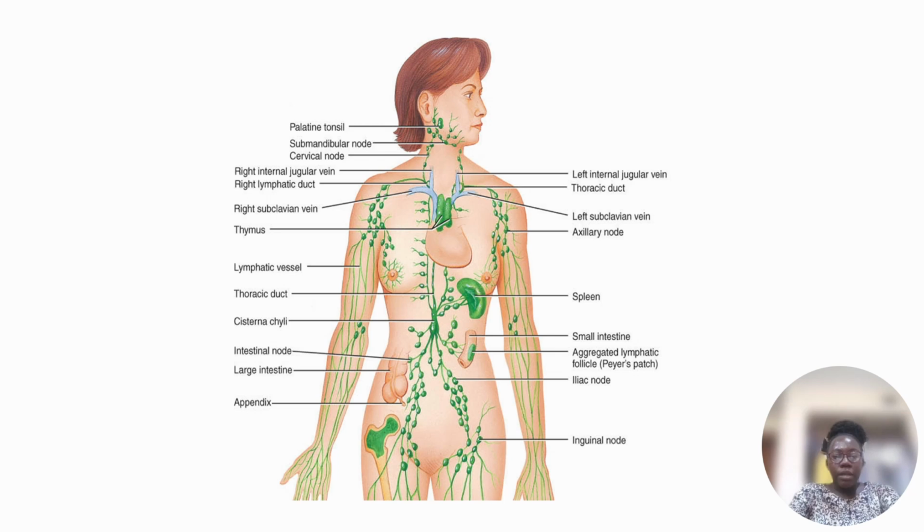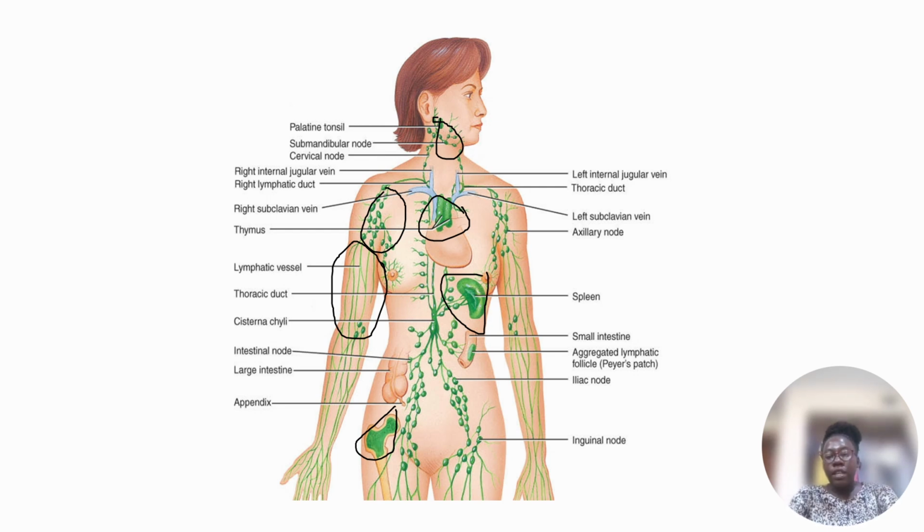So the lymphatic system is composed of the lymph node, the lymphatic vessels, and the lymph which circulates through the lymphatic vessels. We have here the spleen, here the thymus. We have the tonsils. We have also the bone marrow. We have also the Peyer's patch. We have the mucosa associated lymphatic tissue.